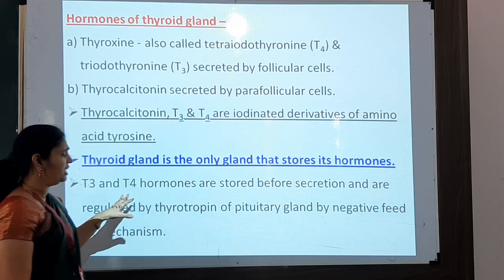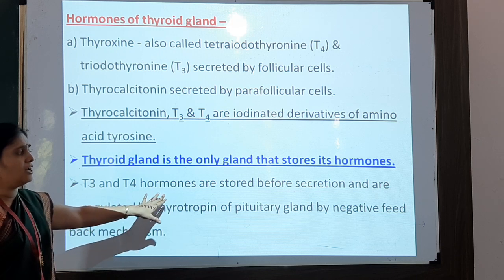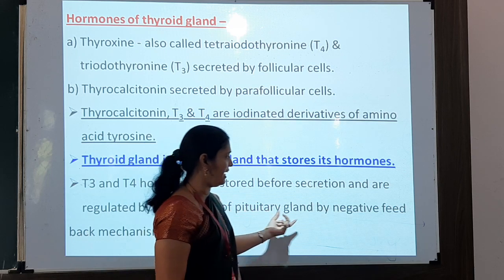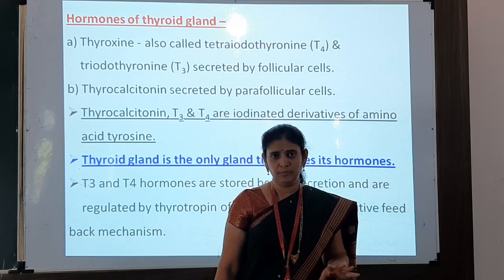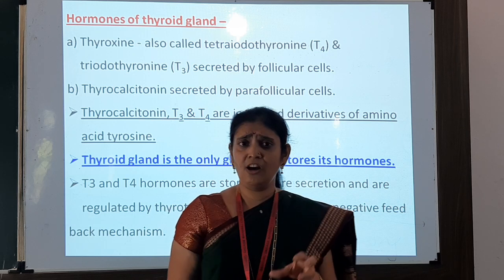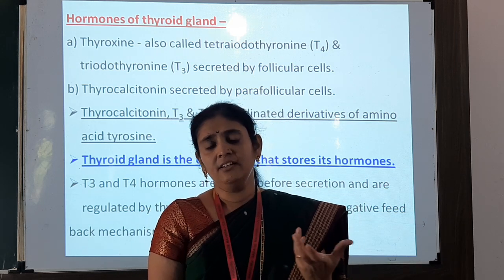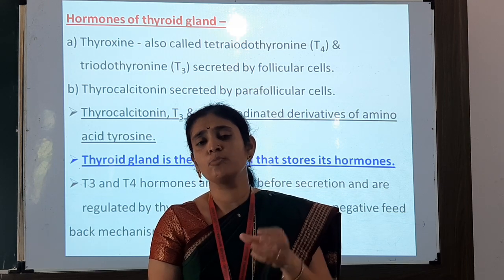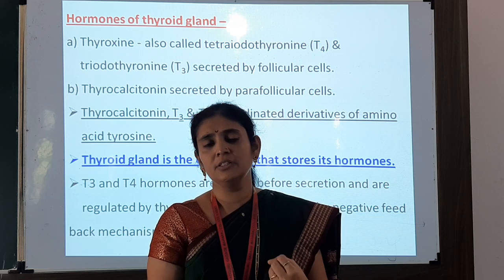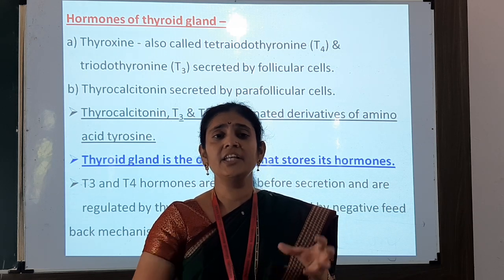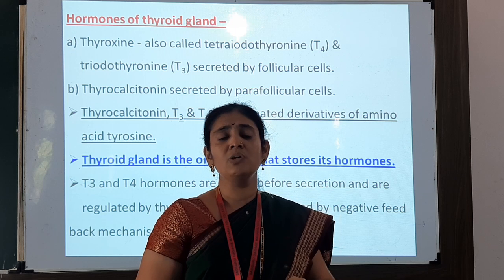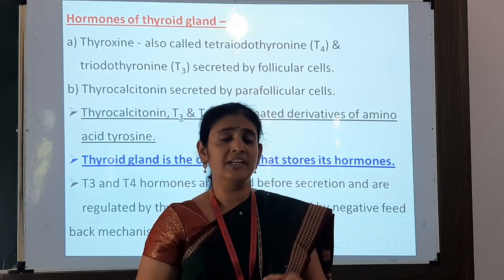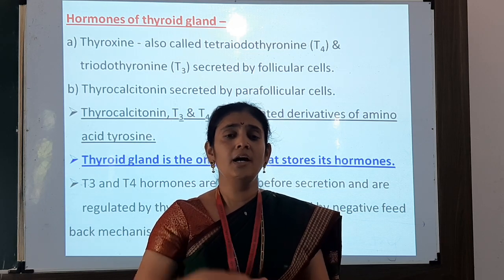Now, these T3 and T4 hormones are stored before secretion and are regulated by the thyrotropic hormone of the pituitary gland by a negative feedback mechanism. So, when these hormones are secreted, how does the thyroid gland get the idea whether the hormones are to be stored or to be secreted out? म्हणजे थायरॉइड ग्लँडला हे कसं कळणार आहे की T3 आणि T4 हे हार्मोन स्टोअर करून ठेवायचे आहेत का रिलीज करायचे आहेत. सो कधी रिलीज करायचं आणि कधी स्टोअर करायचं याच्यासाठी इथं कोण कंट्रोलिंग करत असतं, पिट्युटरी ग्लँड.